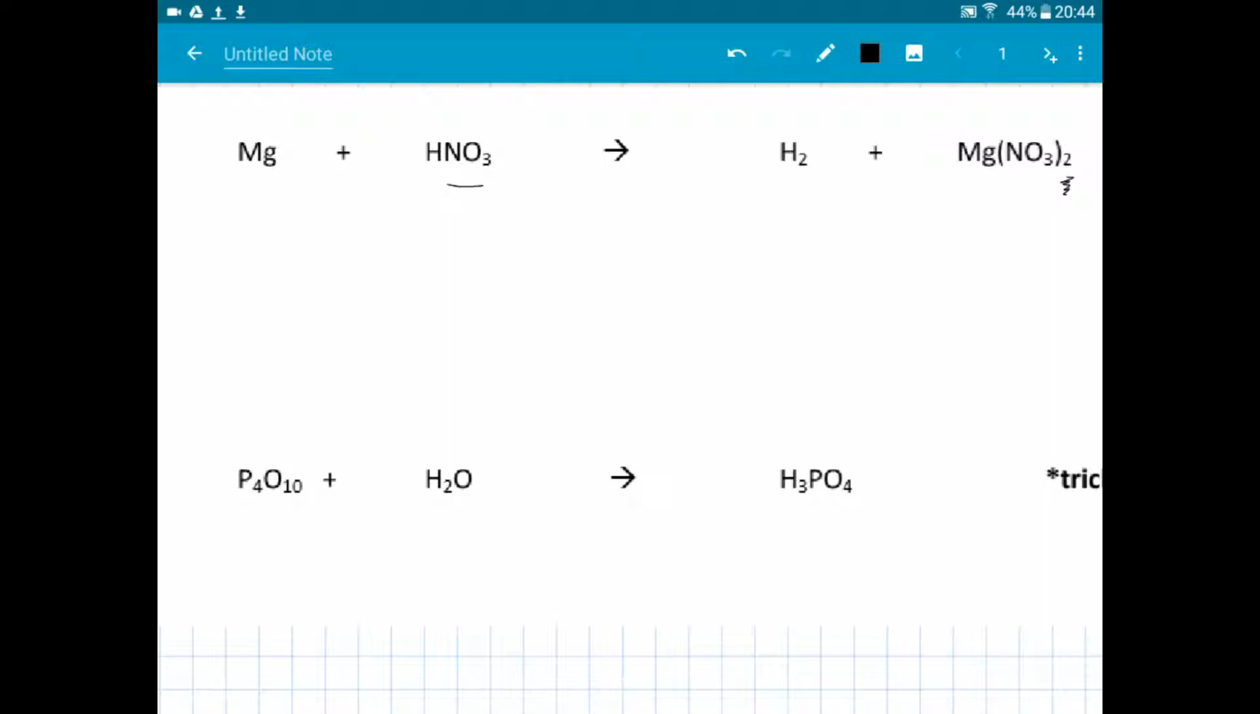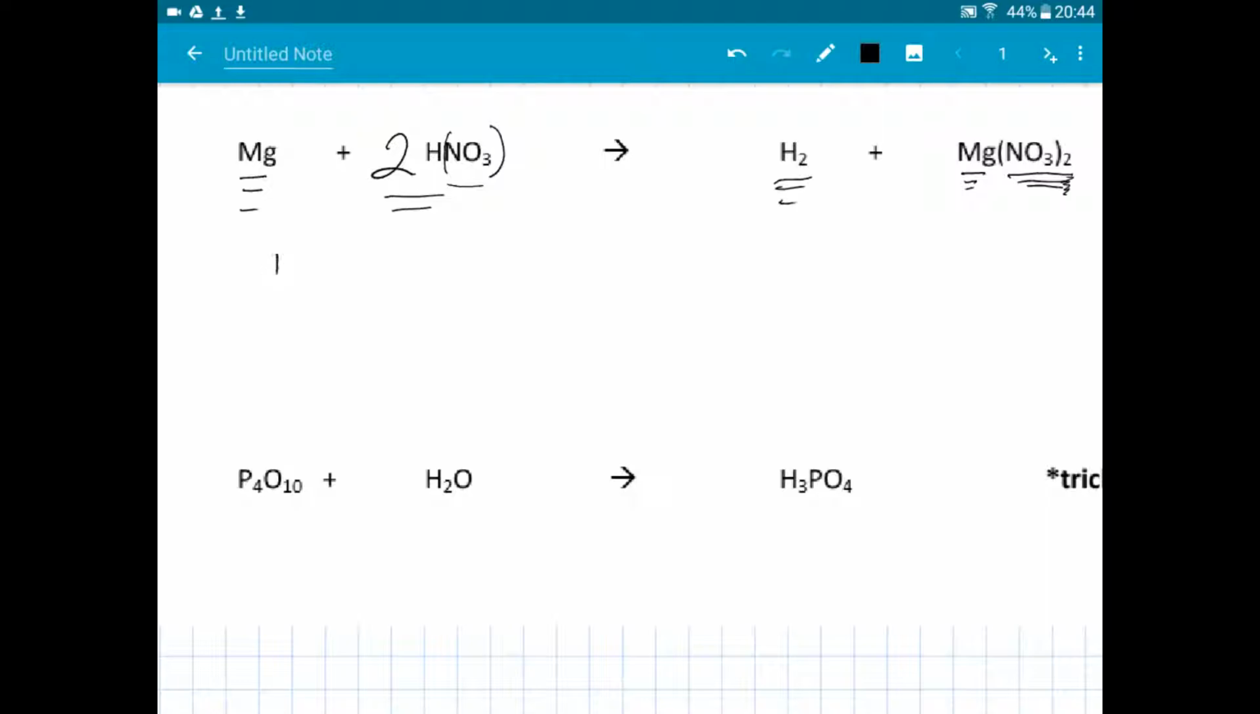So what we could do is balance that first. Let's see how that turns out. So now we have two nitrates, which is this piece here, and we have two nitrates over here as well. And that makes two hydrogens over here, and we already have two hydrogens over here. And we have magnesium here, and we have magnesium there.